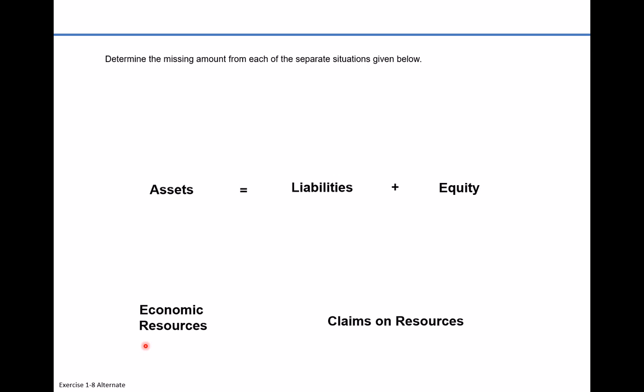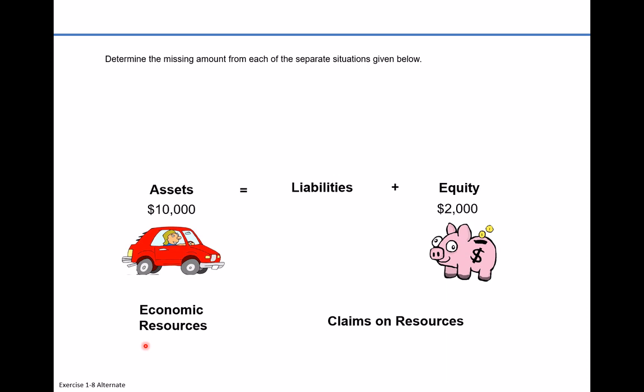Now, to put this into perspective, let's think about something you might be familiar with, like purchasing a car. You need to buy a car because that's going to provide you an economic benefit. It's an economic resource. It'll help you get back and forth to work or school. Let's say the car is going to cost $10,000, and you've been saving up and you've saved $2,000, but that's not enough to buy the car. Where can you go to get the other $8,000 for the car? Well, you can go to a bank.